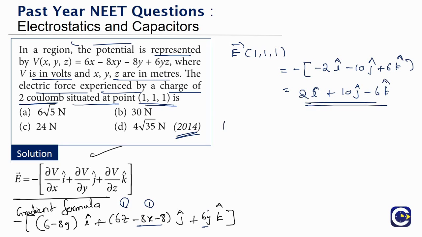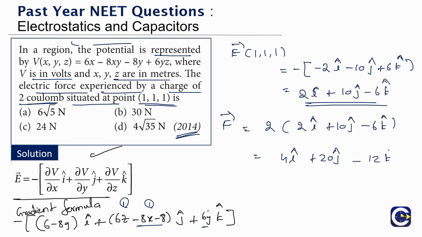Now the force acting on the charge will be what? 2 into the electric field, because the charge is 2 coulombs. The electric field is 2i plus 10j minus 6k. So the force is 4i plus 20j minus 12k. But they are just asking about the magnitude, right? Here, we are not representing the units because everything is already in the SI system.